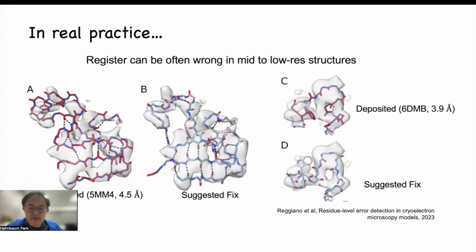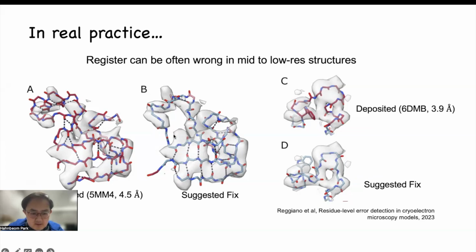And in the worst case scenario, sometimes backbones could be wrong. This was one of the structures deposited into the PDB with the PDB ID 5mm4, and the cryo-EM resolution was 4.5 angstrom. But then people realized this is not a physically correct structure, and they tried to remodel the backbone trace using their software.